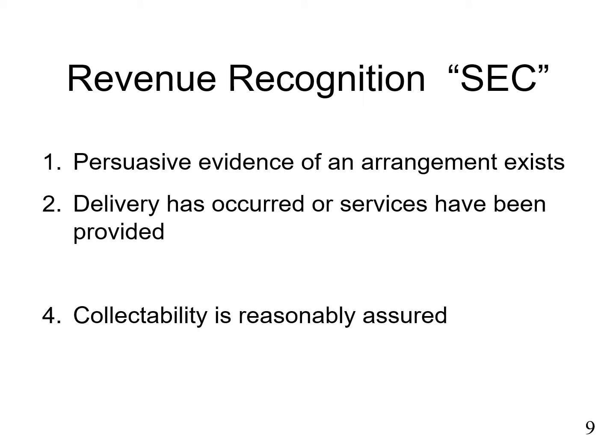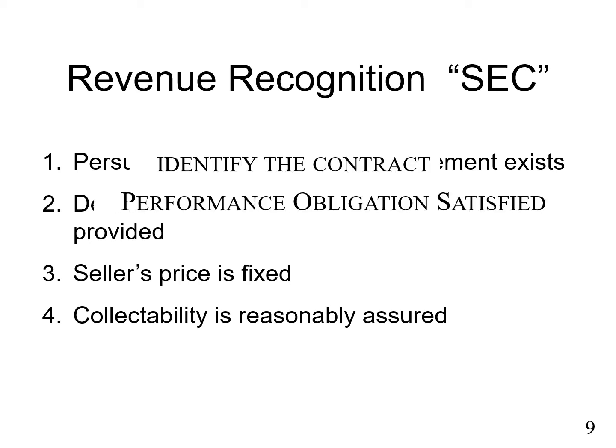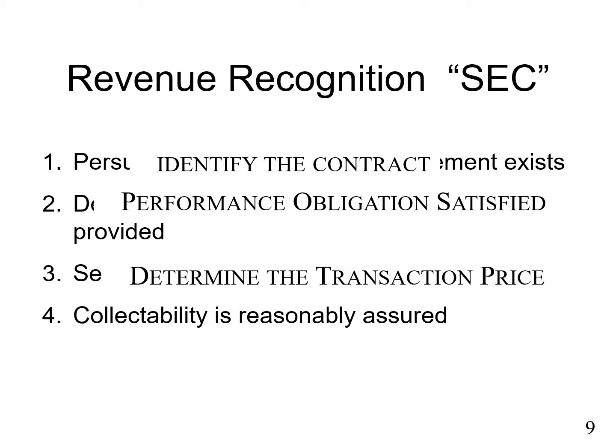The SEC says persuasive evidence of an arrangement exists, and the seller's price is fixed. This is really fairly consistent with the FASB. Identify the contract, performance obligation is satisfied, determine the transaction price, and the accounts receivable is realizable. We will almost certainly collect the money. Make sure you know the difference between recognize and realize. Recognize means that we're going to recognize it on the financial statements. Realizable means we believe we will actually collect the cash.